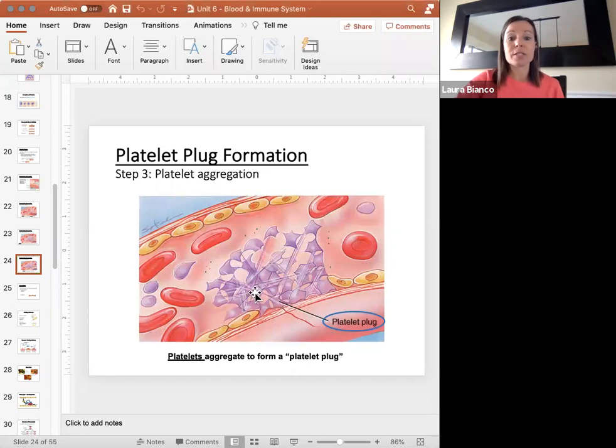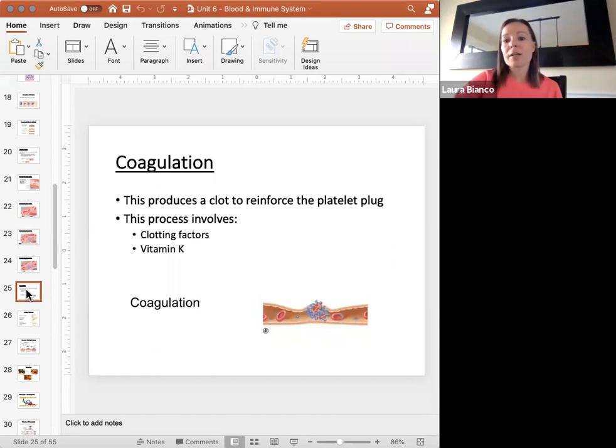Okay, so this is the resulting platelet plug. It is basically plugging up that opening that was here, which was the initial injury causing blood loss. So what's going to happen after that is blood clotting, or coagulation. This is the formation of an actual clot to reinforce the platelet plug.